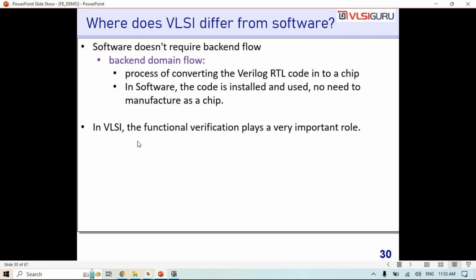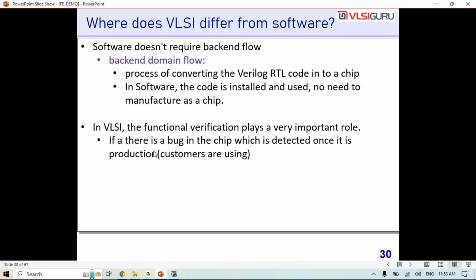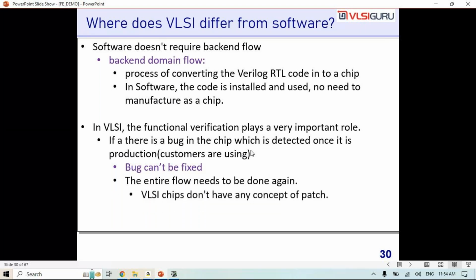In VLSI, functional verification plays a very important role. If a bug in a chip is detected once it is in production, the bug cannot be fixed. Let's say once this phone is manufactured, there is a hardware issue inside the phone. I cannot do anything about this phone. I have to redo the entire phone design again from scratch. Whereas in software, VLSI chips don't have a concept of patch.